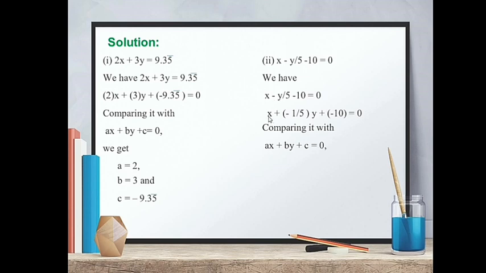So what we got here, coefficient is not given, and if coefficient is not given, it means it is 1. Therefore a is equals to 1, b equals to minus 1 by 5 and c equals to minus 10. So here we get, after comparing with standard form, a equals to 1, b equals to minus 1 by 5 and c is equals to minus 10. Now next question, that is third.